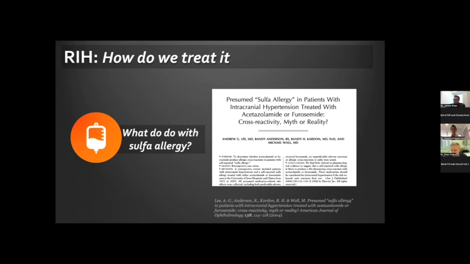And so generally speaking, in patients who have sulfa allergies, I will usually start them on acetazolamide anyway. Sometimes I'll have them take a Benadryl or something with the first dose or prior to the first dose. But I've never had anybody actually have any cross-reactive allergic reactions. And so I think that's a reasonable decision to make.